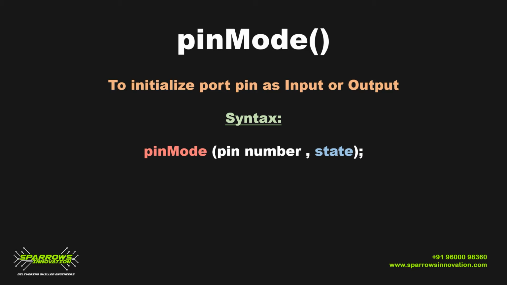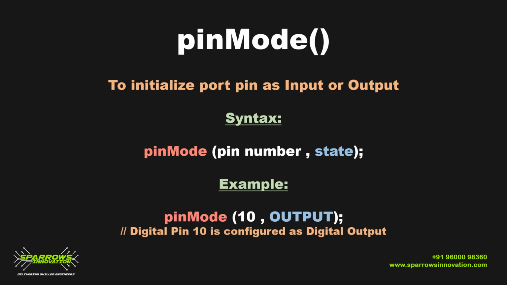Here the syntax for making the digital pin as output or input is pinMode. This pinMode function will configure your pin as digital input or digital output. So the syntax is pinMode, your pin number. Here in this example we are using pin number 10, and the state, either input or output. In this video we are going to work out only digital output. So the example will be pinMode(10, OUTPUT), so that pin number 10 will be configured as a digital output. The pinMode function is a configuration function, so you have to use this pinMode in void setup.